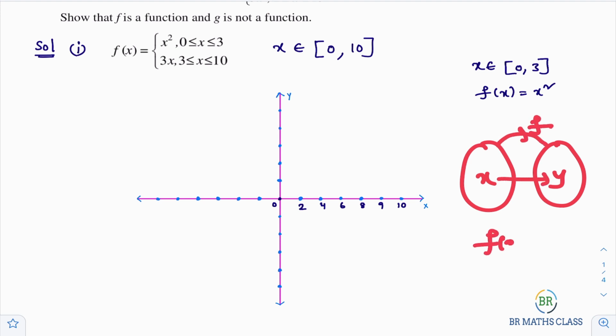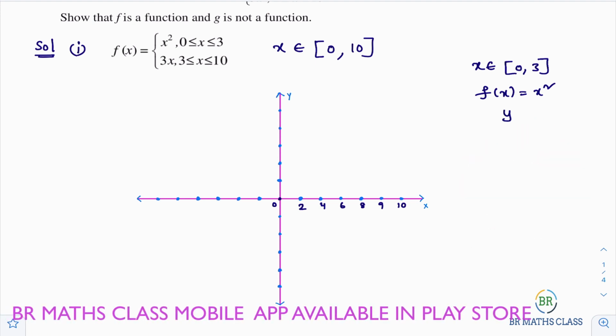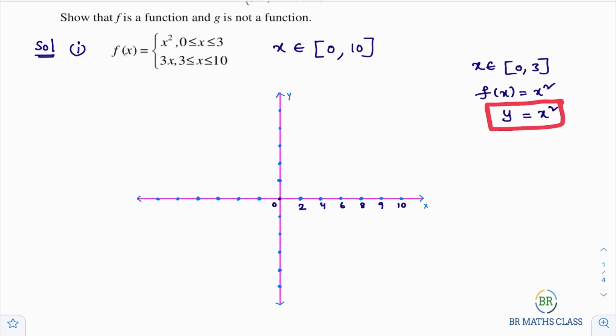Then what you will write here? f of x equal to y. f of x values are nothing but y values. Please try to understand. Here this f of x is y. y equal to x square. There is a chapter called conic sections. In that we know that x square equal to 4ay is a parabola opening in the upward direction. So when I draw the diagram for this y equal to x square, it is a parabola opening upward. You must know that knowledge.